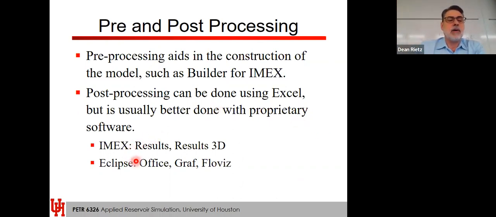So IMAX has what we call Results and Results 3D, and I believe the latest software combines them too. I don't think there's a Results and a Results 3D. I think it's just Results. In Eclipse, it was Office and Graph and FlowViz. So you had different modules if you wanted to do XY plots, where let's say it's a decline plot or a production plot. We'll go into this probably next time. You can look at production versus time. But if you want to look at the structure and look at the colors and look at that moving through time, that's the Results 3D. But I think they're combined in the same package now.